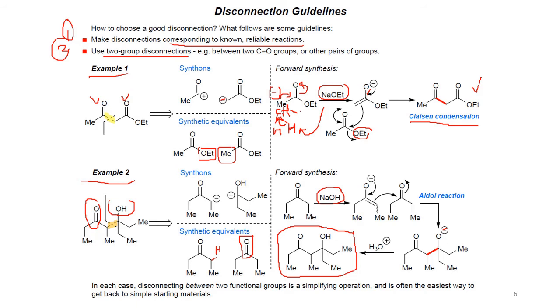In each case, disconnecting between two functional groups is a simplifying operation, and it is often the easiest way to get back to the simple starting material. That is why it is good to disconnect between two functional groups, because you can find suitable starting materials to synthesize that compound.